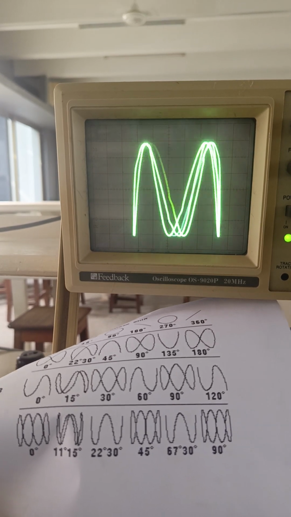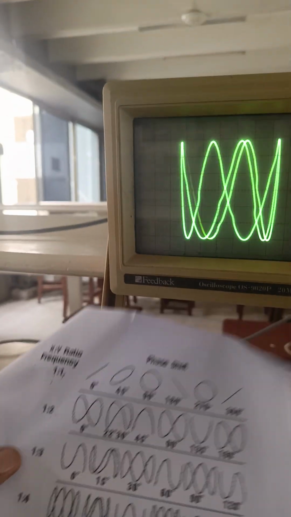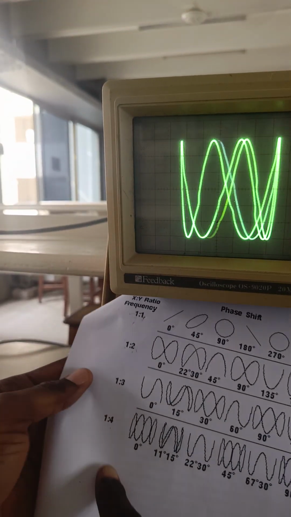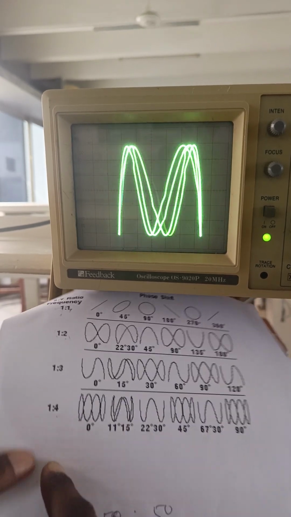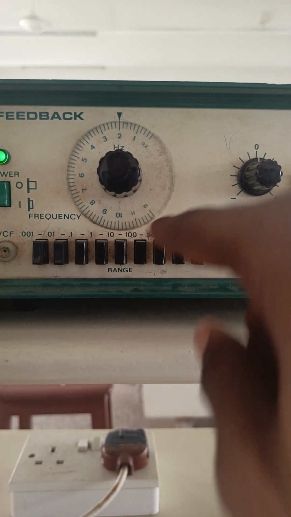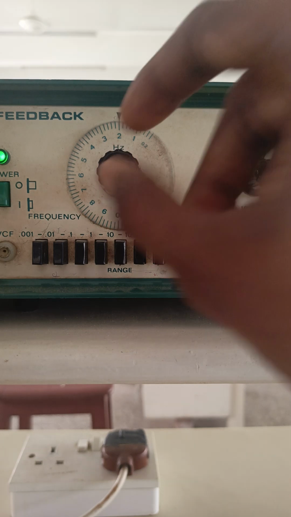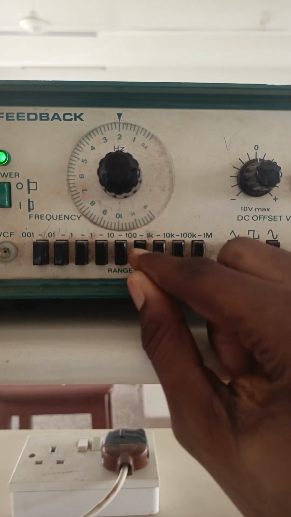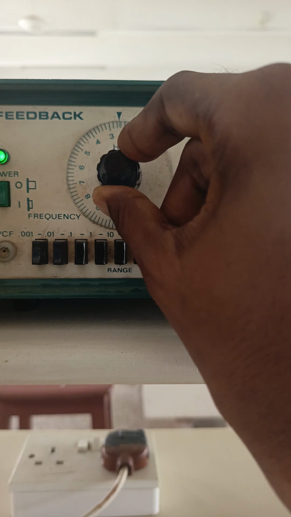So we can go ahead and add 50 to the signal generator and see the ratio. Our book didn't give us 1:5, so let's try and generate 1:5. We just add 50 hertz to our function generator frequency. So we go to 250, so we put this on 2.5.